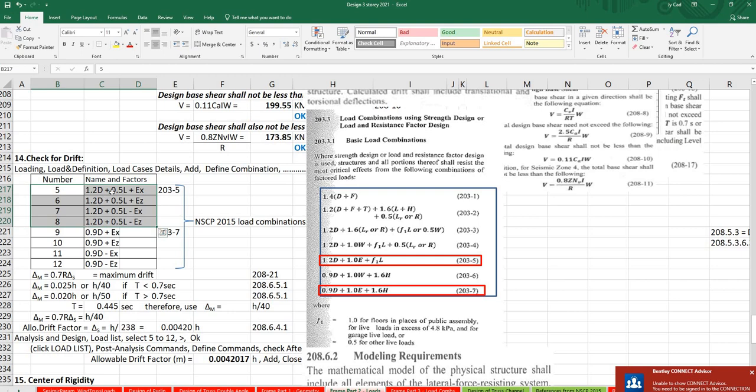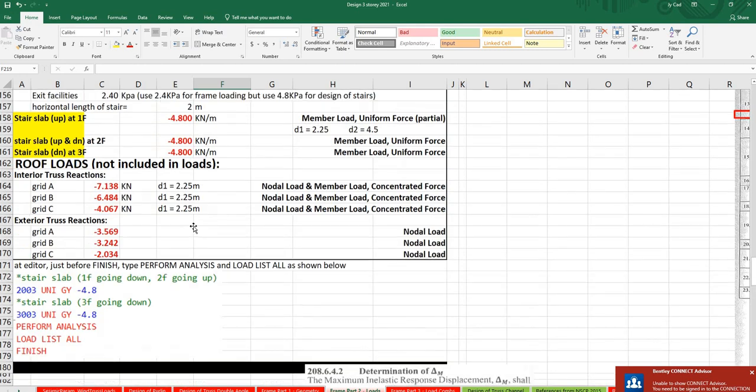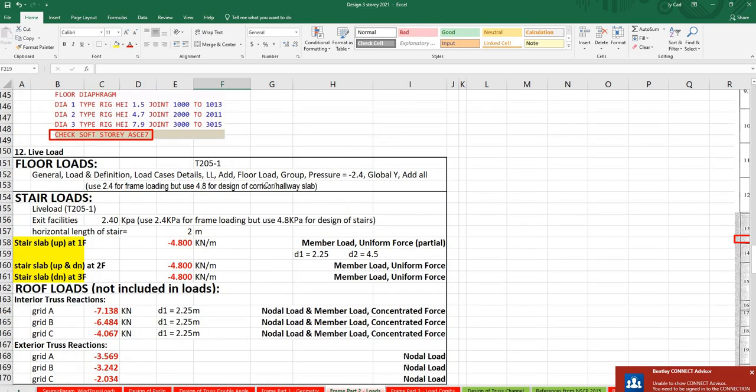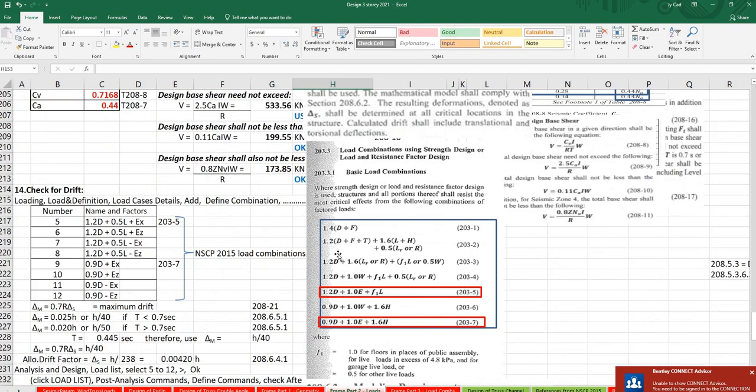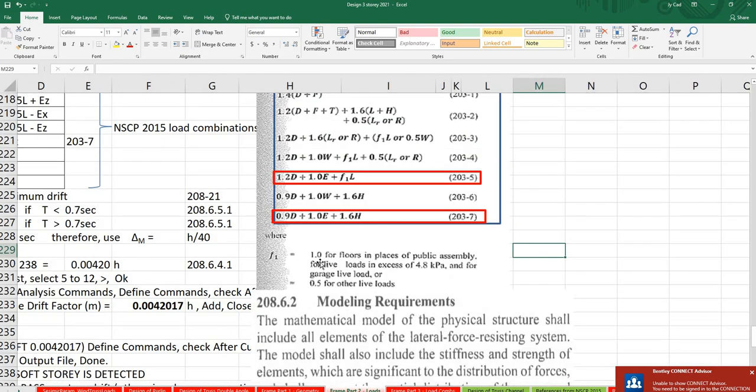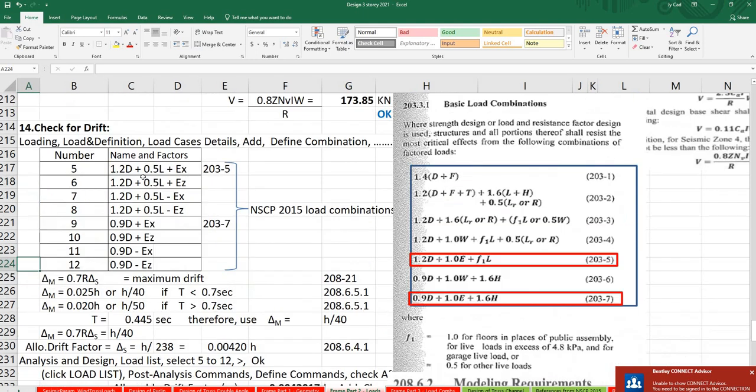Gumamit ako ng 0.5 dahil ang live load ko ay ito, 2.4 lang. Okay? Now what does the code say about your F1? F1 is 1 for floors in excess of 4.8. Okay? So 2.4 lang, kaya gagamit ako ng 0.5 na factor. Yan. So this is load case number 5.